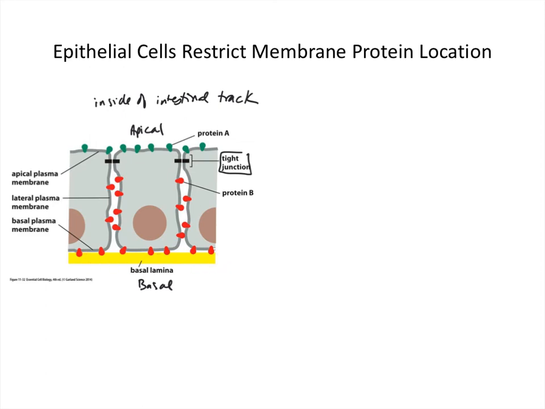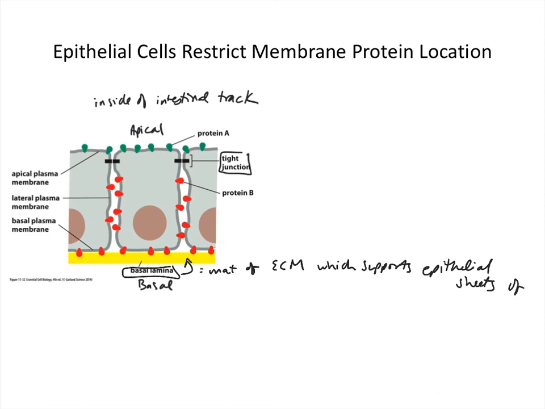And the basal lamina, which again is this yellow stuff, this is a mat of extracellular matrix which supports epithelial sheets of cells. And we're going to hear more about that later too, but for now that's the general setup.